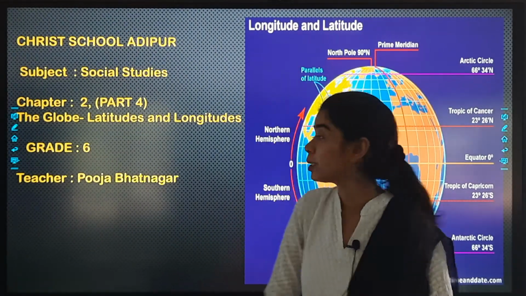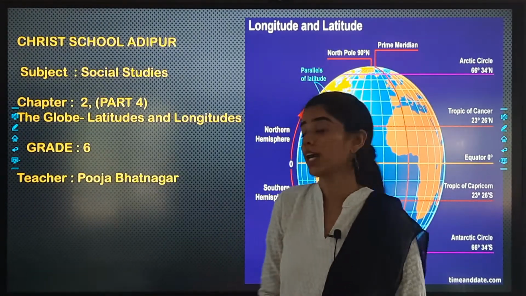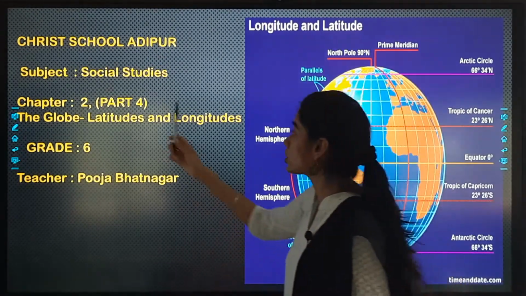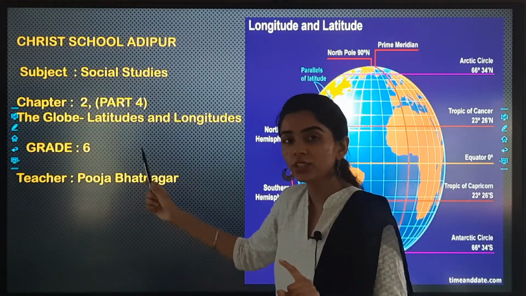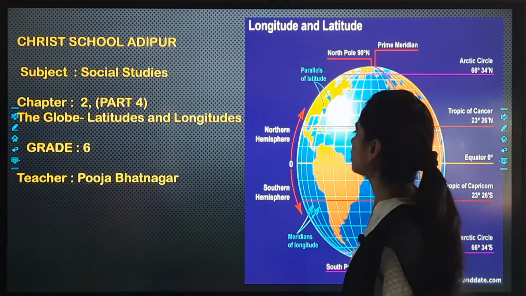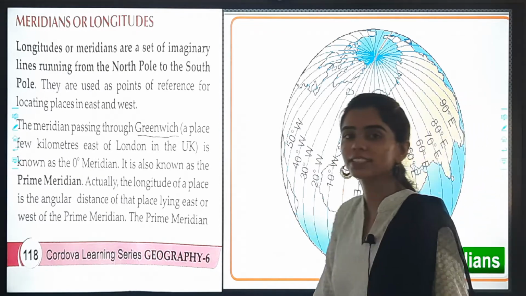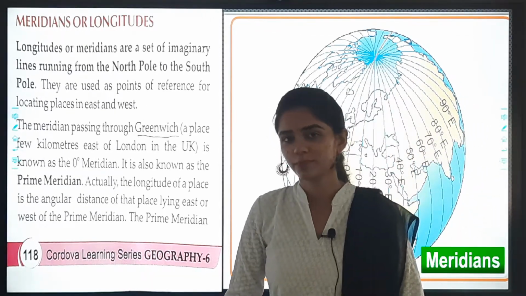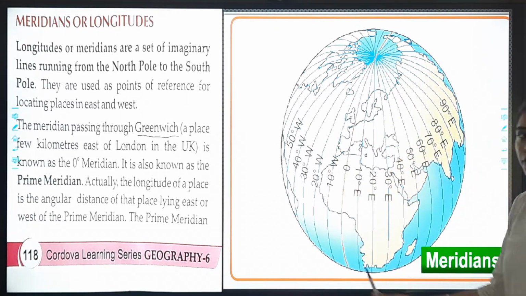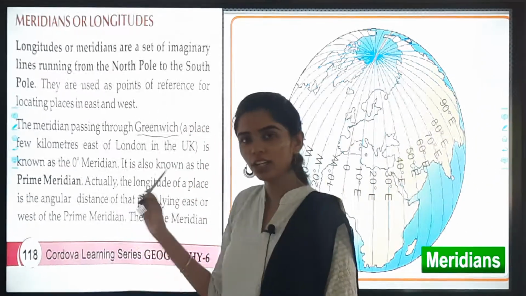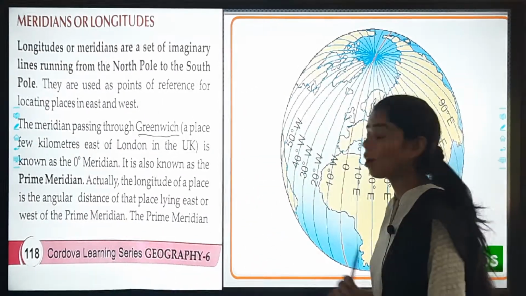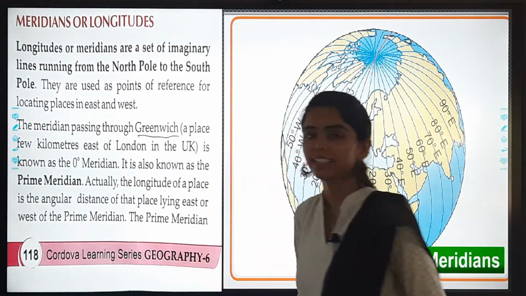As you remember, in the last class, we had completed the latitude part. This is your chapter 2, the globe, latitudes and longitudes. So today we are going to start with the next topic, that is your longitudes. Okay children, now let us start. This is the picture of it and this is your longitudes. Okay, so I'll start reading. You can also take out page number 180.